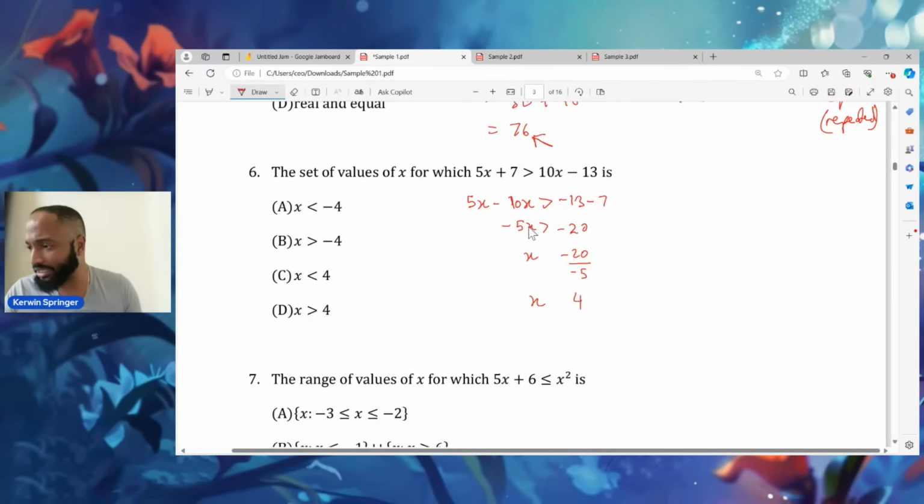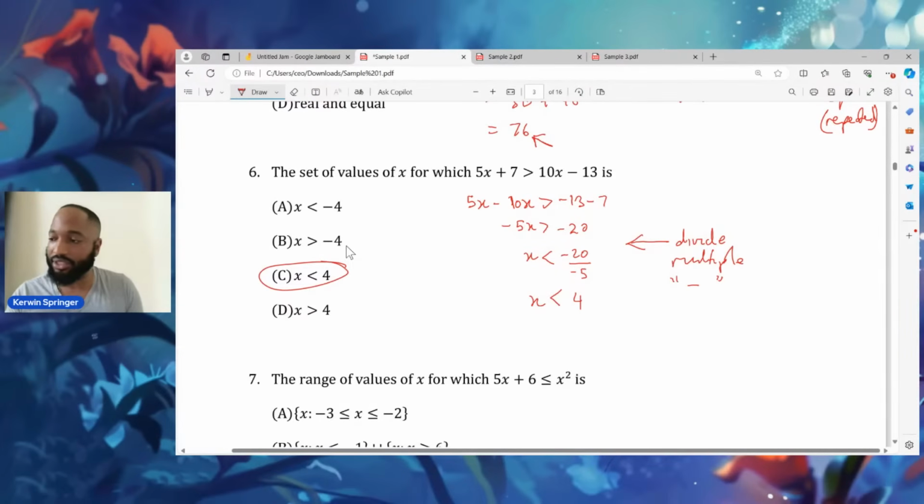So what happened here? Yes, I was following the rules of linear equations, bringing stuff across, solving as I go along. But I had to bring across the 5 and it's negative. The rule is, anytime you divide or multiply by a negative number, the sign must switch direction like this. So it's actually x is less than 4. C is the answer that we are going for.